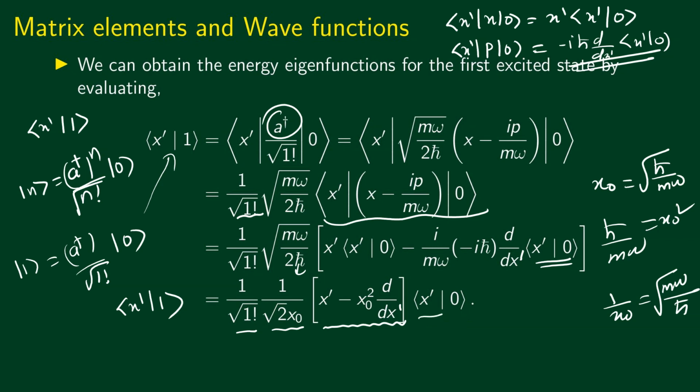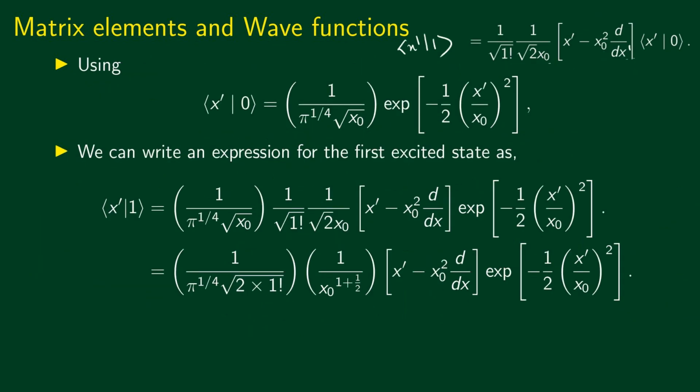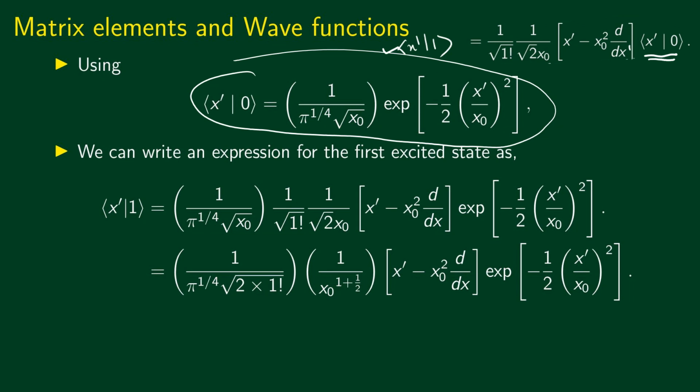We already know bra x prime ket 0, which is the ground state wave function we just wrote down. Substituting that in here gives us the first excited state wave function. We now have the first excited state wave function in terms of the ground state wave function, and the ground state wave function we had already found out. We can just substitute this in here to find the first excited state wave function.